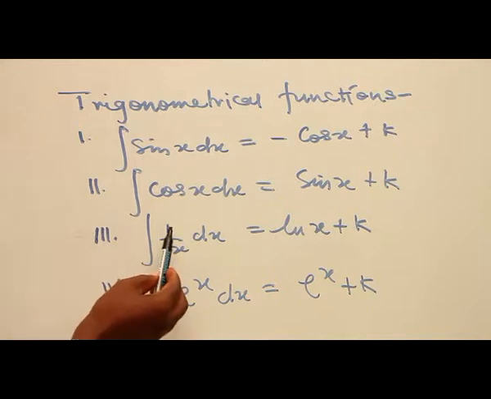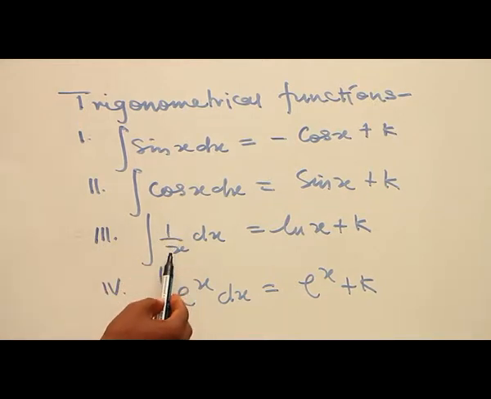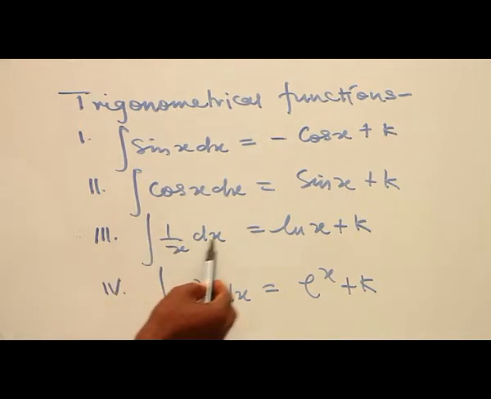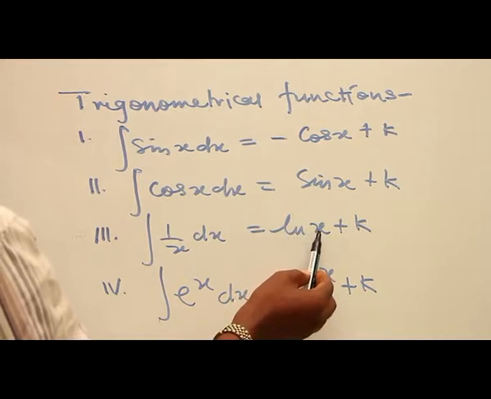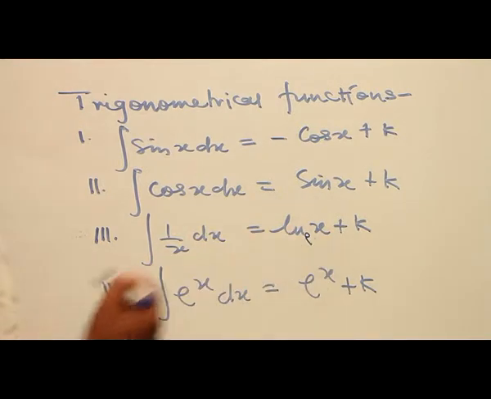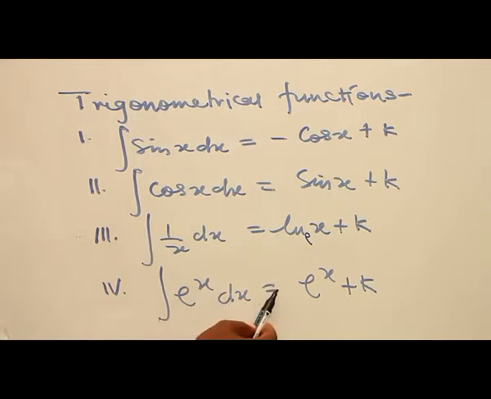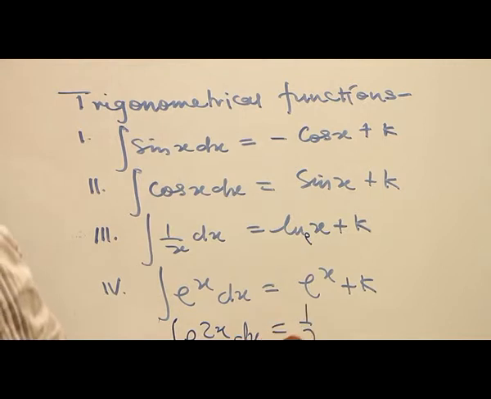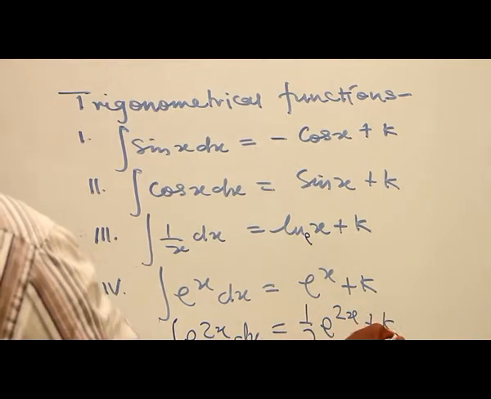The third one, a little bit different from what we have done. This one is 1 all over s ds. To integrate this function is equal to the log to base e of s plus k. So we can put e here if we wish to. Alright. The fourth one is the integration of e raised to power s ds. This is an exponential function. In this case, this will be equal to e^s plus k. Whereas, if we have to integrate e raised to the power 2s ds, for example, this will be equal to half of e raised to the power 2s plus k.